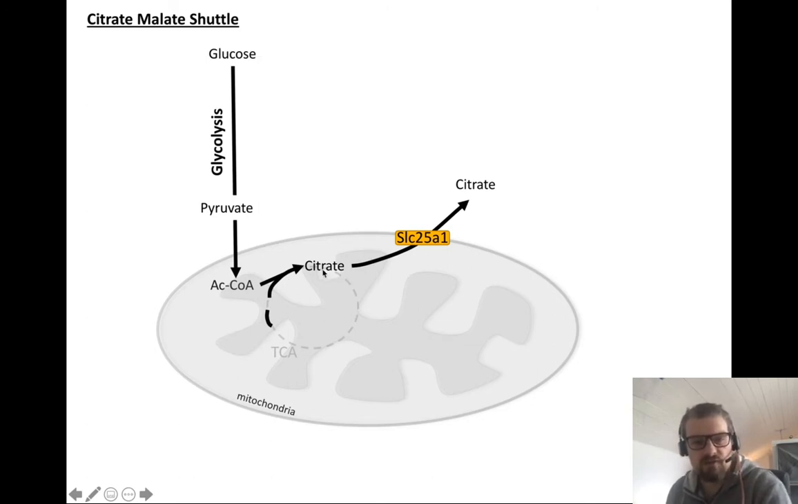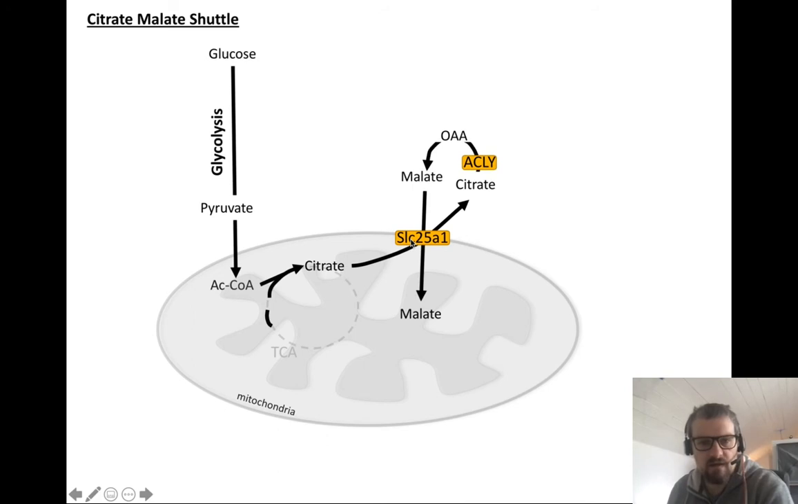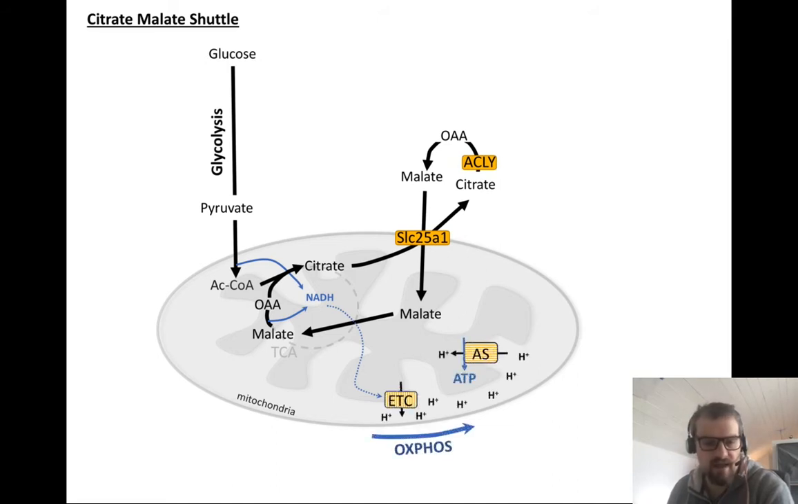But in the case of the citrate malate shuttle, the citrate is exported from the mitochondria through SLC25A1, a transporter. It is metabolized in the cytosol into malate, which comes back in through SLC25A1. It's then further metabolized to oxaloacetate and then combines with another acetyl-CoA to give you citrate. So this is a cycle as well, and the outputs of this cycle, the citrate malate shuttle, are reducing equivalents. So per glucose, you get 2 NADH, which can feed into the electron transport chain, generate this proton gradient, and drive ATP synthesis.